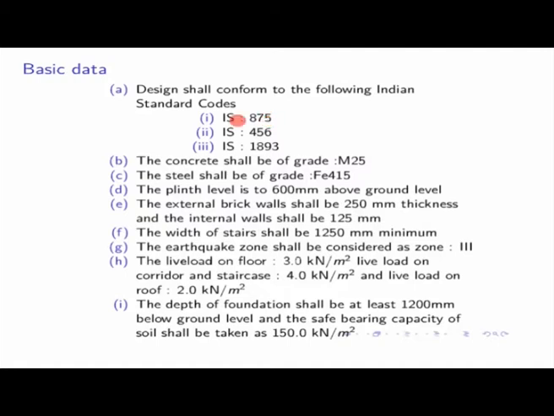So those things are available in IS 875. Then similarly for concrete, how much unit weight shall I consider. And if you consider, say, the floor finish, how much shall we consider?